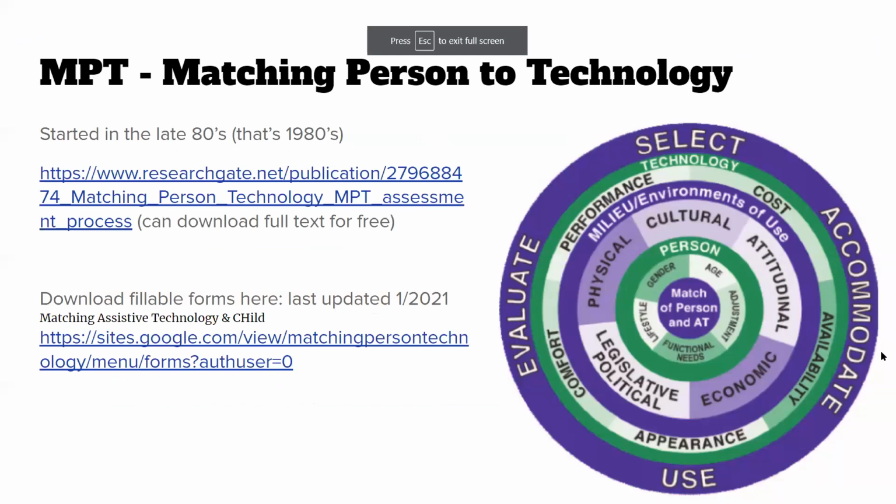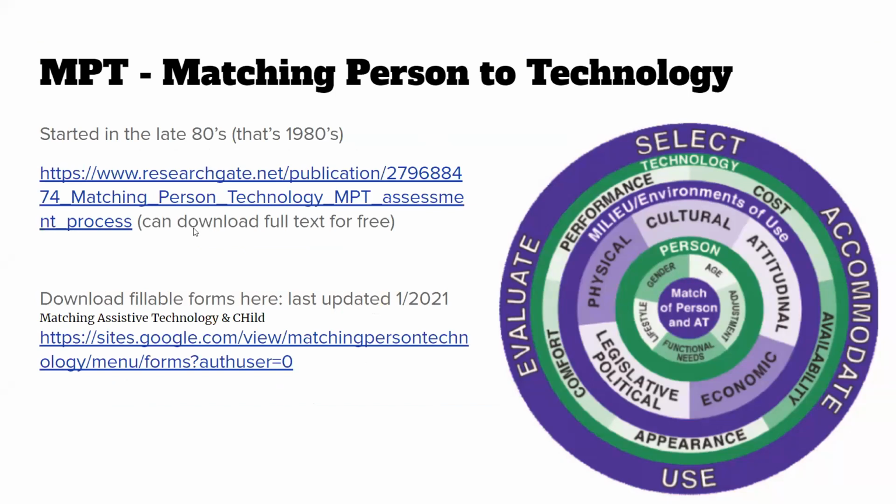The Matching Person to Technology is probably one of the oldest consideration frameworks. It started in the late 80s, and it's a beautiful wheel. I will say that sometimes teams get a little bit overwhelmed looking at this, especially when it's like, wait, legislative and political, but we know economic can affect us.